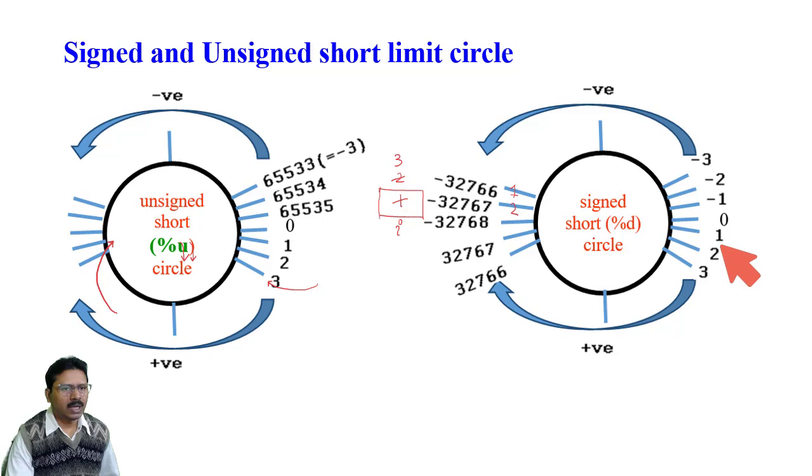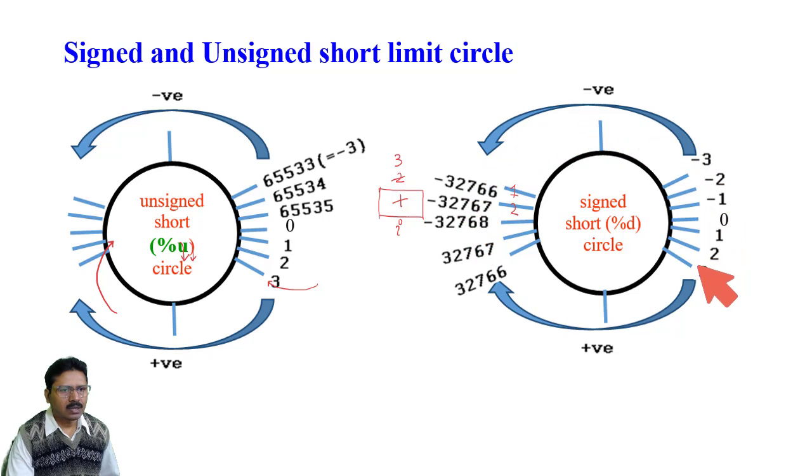So the value will increase from 1, 2, 3, 4, ultimately it will reach 32,767. The next value will be -32,768, next -32,767, ultimately it will come to -1. Next again it will start from 0 to again 32,767, and next it will start from here.